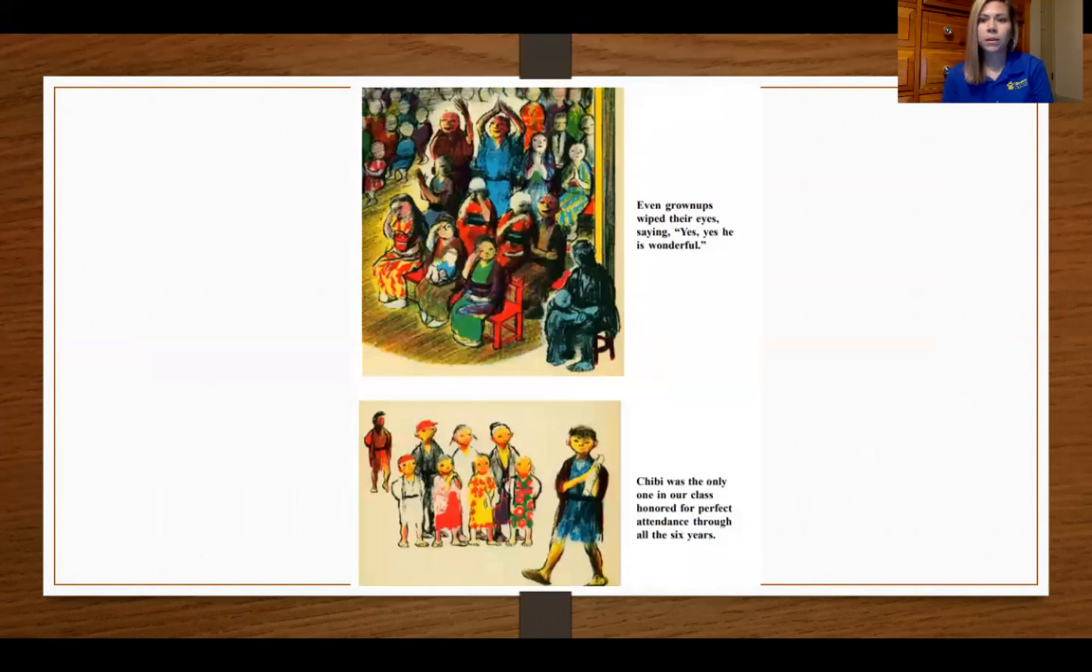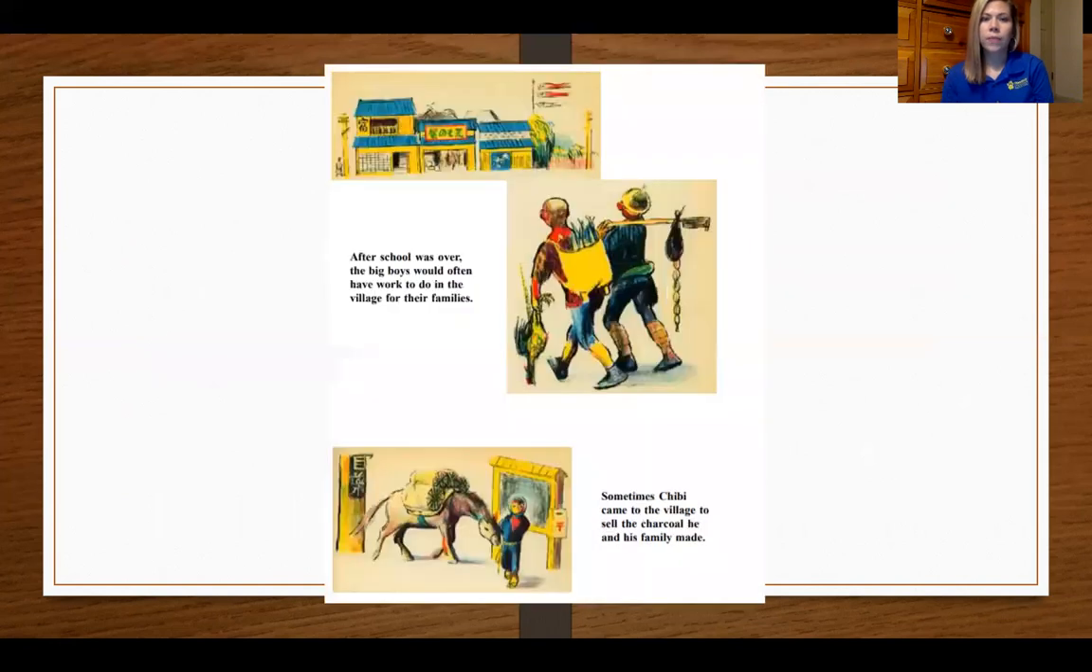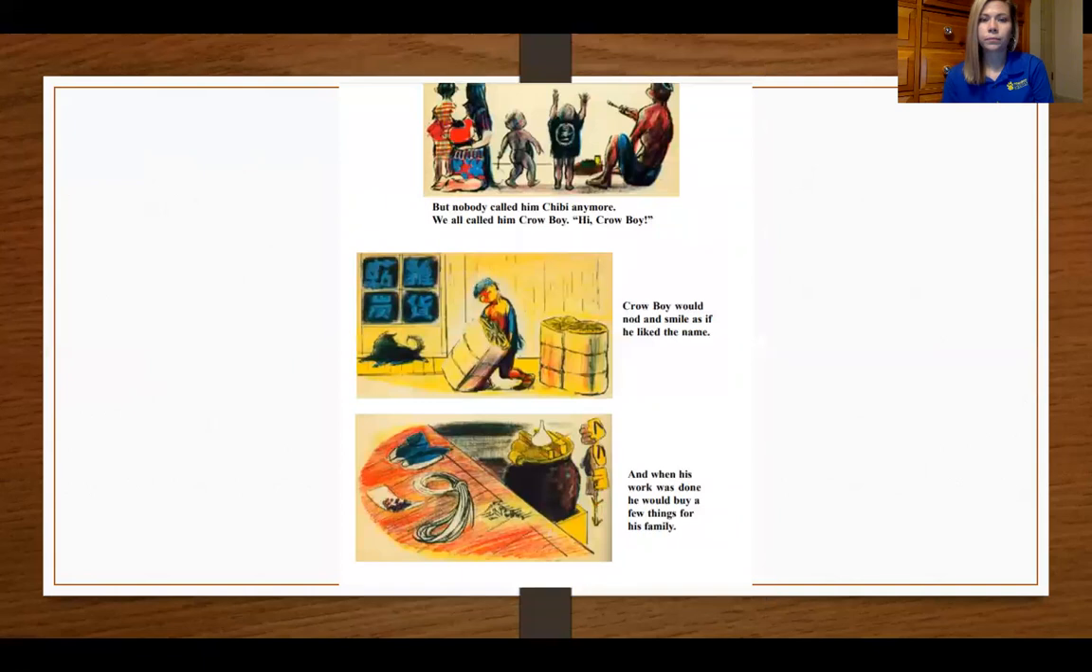Even grown-ups wiped their eyes, saying, "Yes, yes, he is wonderful." Chibi was the only one in our class honored for perfect attendance through all the 6 years. After school was over, the big boys would often have work to do in the village for their families. Sometimes Chibi came to the village to sell the charcoal he and his family made. But nobody called him Chibi anymore. We all called him Crow Boy.